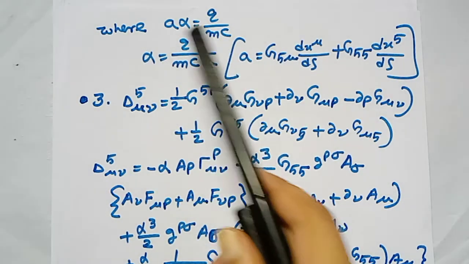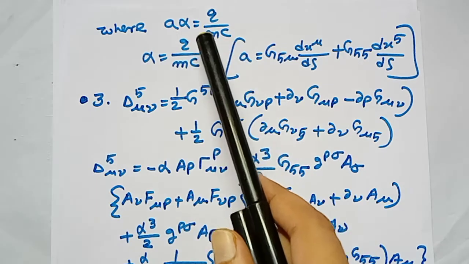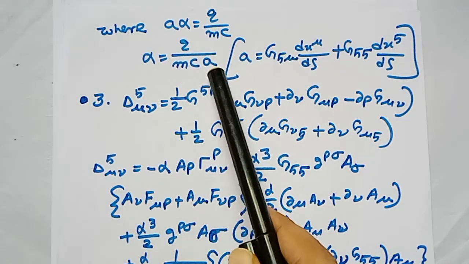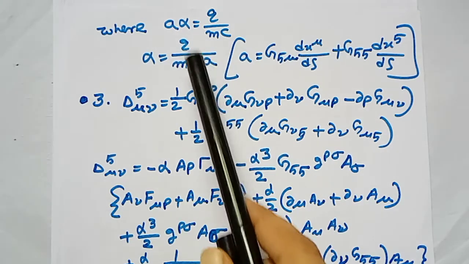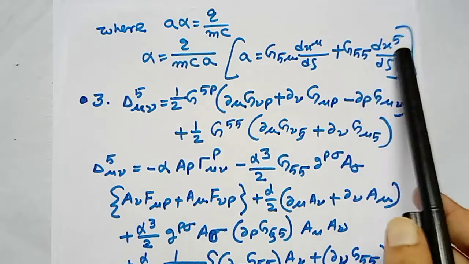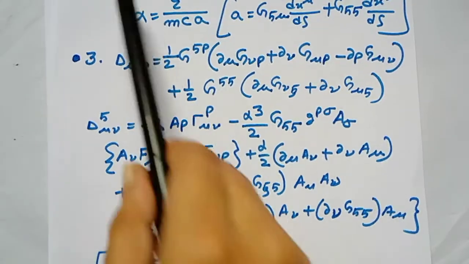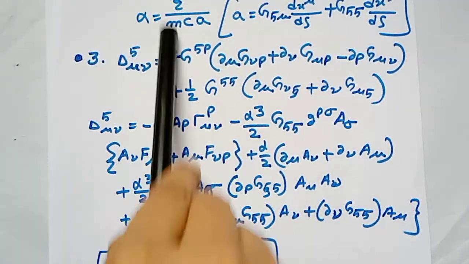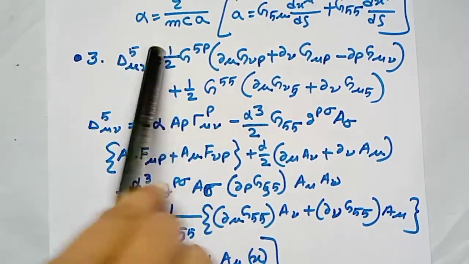Now where A alpha equals Q divided by MC, where alpha is Q divided by MC. This is the constant. We assume that, Q divided by MC. A is G_5 mu G x mu 5 ds, G_5 dx^5 mu ds. This is the alpha. This is the very important constant. This is the very important term.